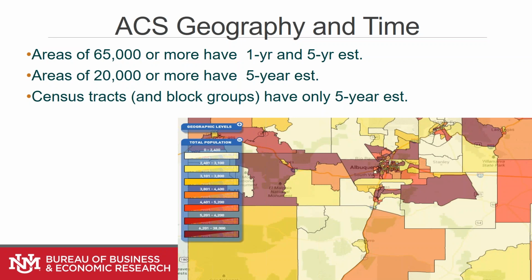Geographies or population-wise, 5-year estimates are available for block groups, census tracts, areas of 20,000 and areas of 65,000, and you only get 1-year estimates for the 65,000 or more.